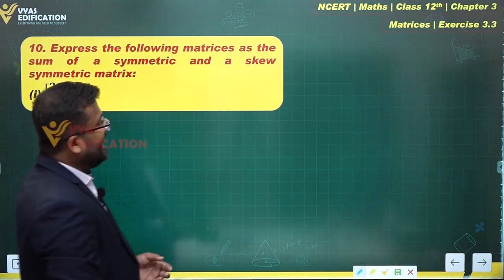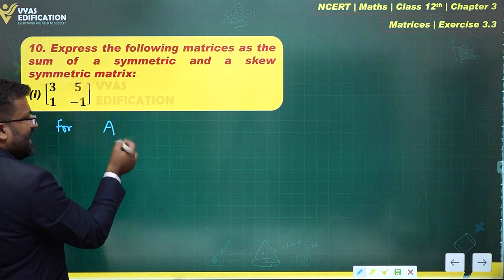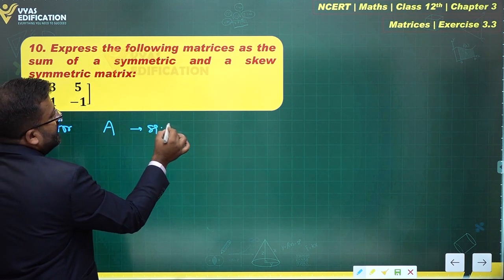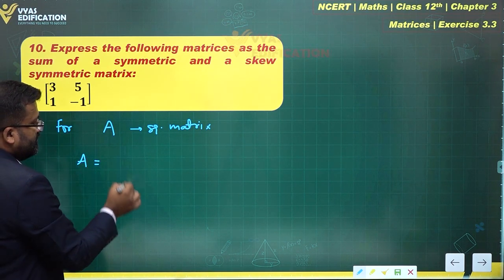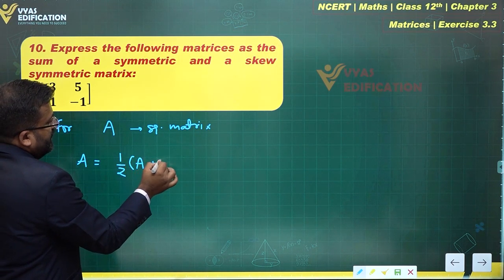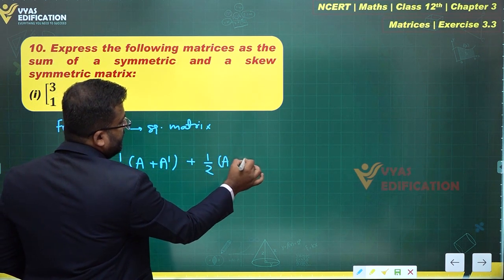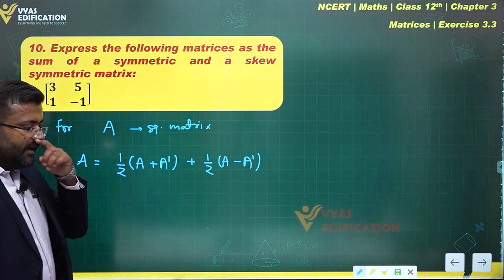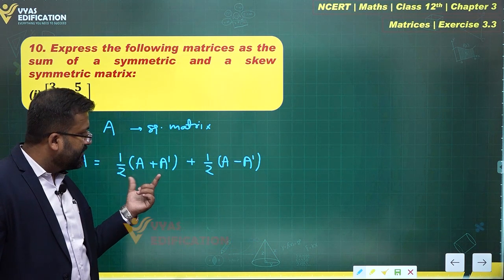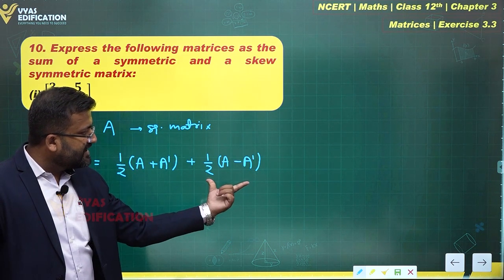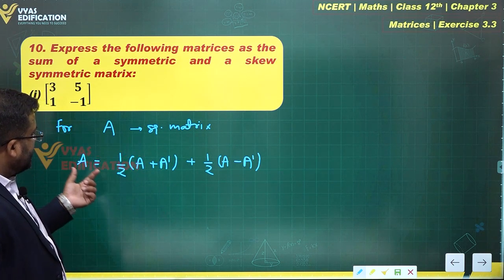So let A be any matrix, any square matrix. A can be written as the sum of this and this, right? This matrix here is a symmetric matrix, half times symmetric would be a symmetric. This matrix here is a skew symmetric matrix, half times this would be a skew symmetric matrix, and if you add them together, what you will get is A.